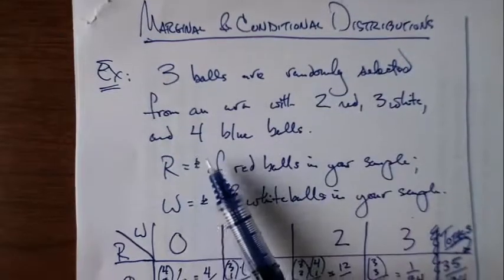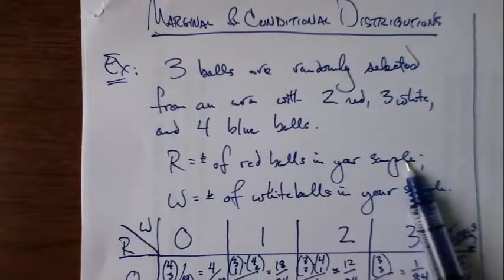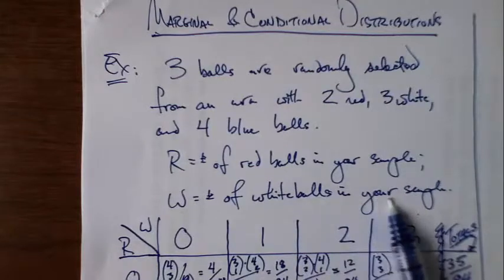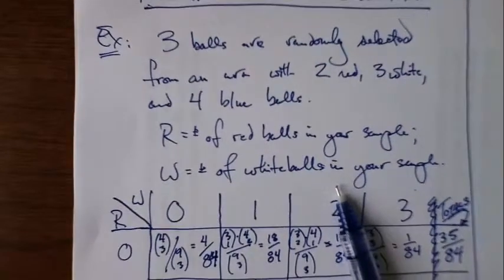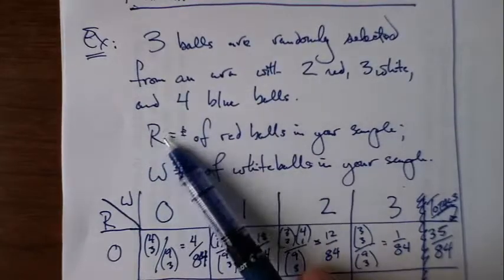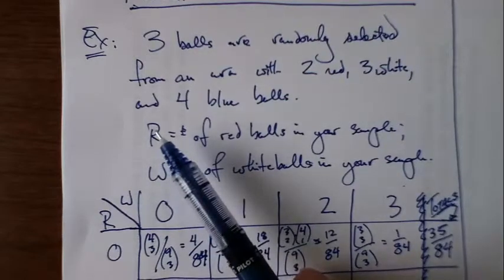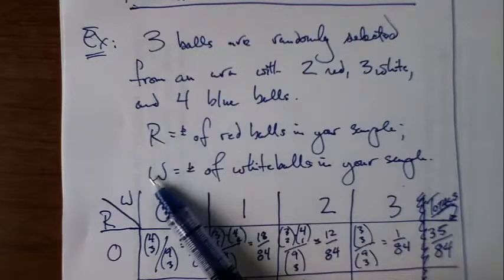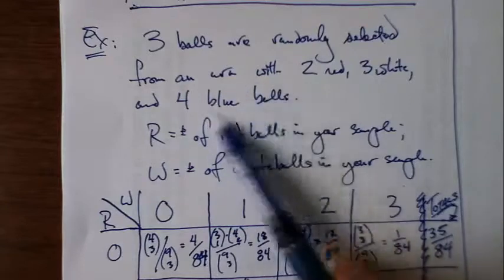Okay, and you're interested in knowing something about the number of red balls that you obtain in your sample and the number of white balls that occur in your sample of size 3. So we're looking at 2 random variables and how they behave together. Note that because you will only get red, white, or blue balls, if you know the value of R and the value of W, then you automatically know the number of blue balls as well.